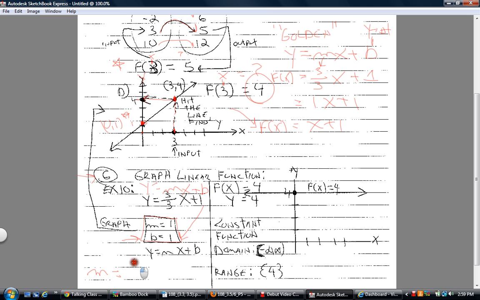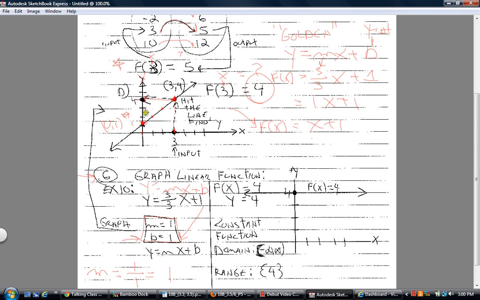Now 1 could be represented as 1 divided by 1. Okay, so let's try. Up 1 over 1, put a dot. Up 1 over 1, put a dot. Up 1 over 1, put a dot. And each of those corresponding ordered pairs, if you stuck them into the equation, would make it true. Okay, we're doing pretty good here.